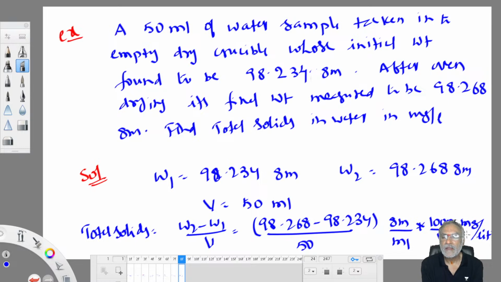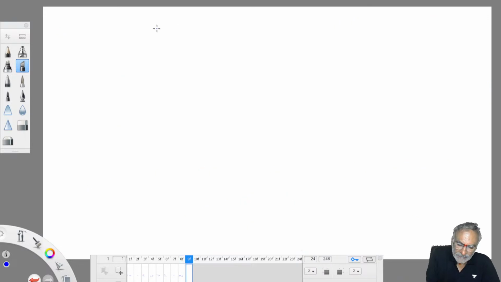So gram per ml, then you can convert it to milligrams. 1 gram is equal to 1000 milligrams, and 1 ml is equal to 1 by 1000 liters. So multiply straight away, 10 power 6, and we will get the total solids straight away. How much is it? 340 milligram per liter.